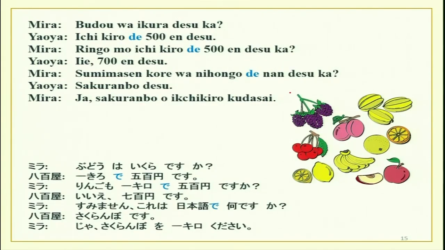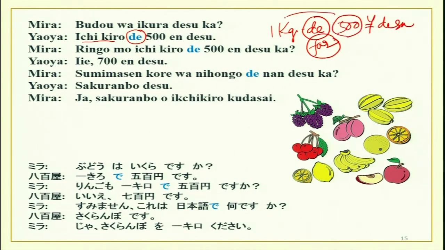Now there is another particle de which I want to do with you today, and that is in this manner. What do you show now when you use particle de with money? So budo wa ikura desu ka? 1 kilo de 500 yen desu. 1 kilo is 1 kg. 1 kg de. So over here the meaning of de is for. 1 kilo de 500 yen desu. For 500 yen, you will get 1 kg. 1 kg is for 500 yen.